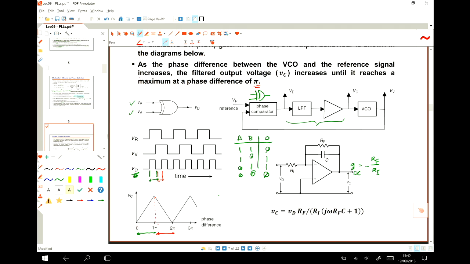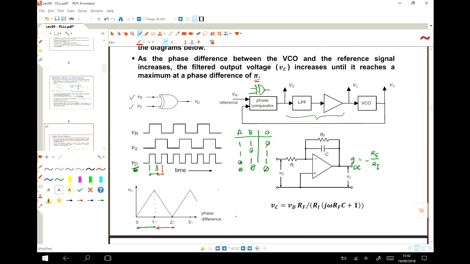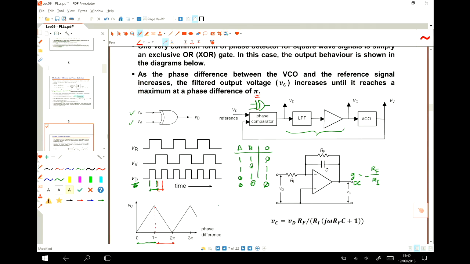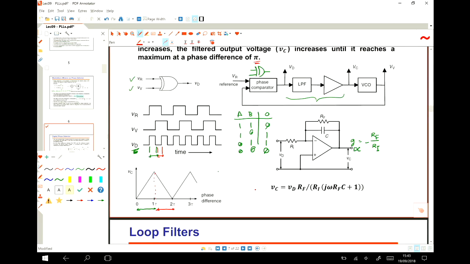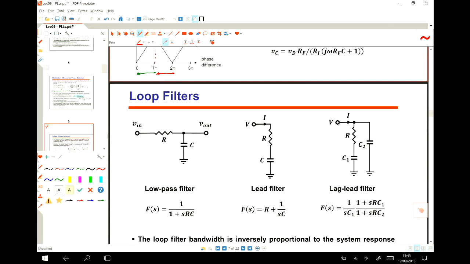From 0 to pi phase difference, based on the difference between these two, any voltage that we apply will change the frequency in such a way that these two get synchronized, or in phase. Okay? So this is the first component. It can be a digital phase detector or an analog phase detector like a mixer. The next one is the low-pass filter.